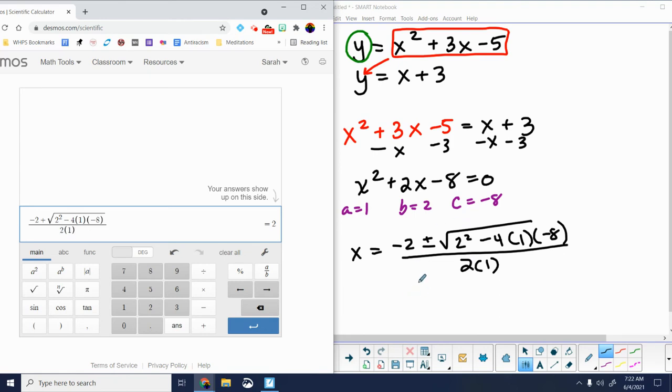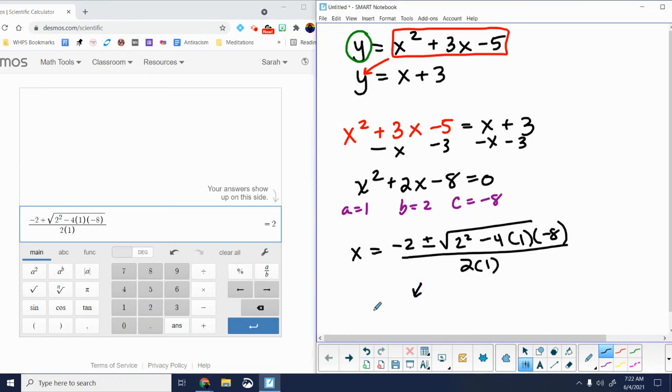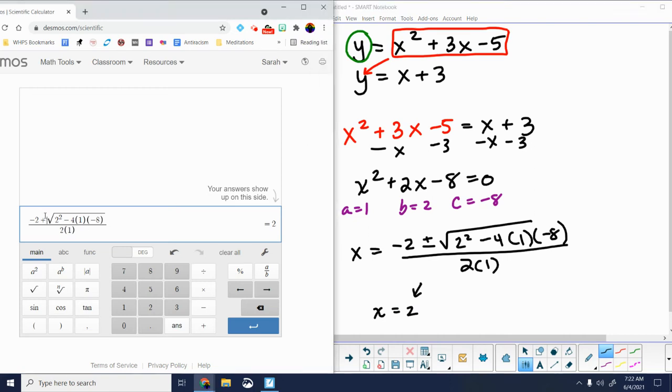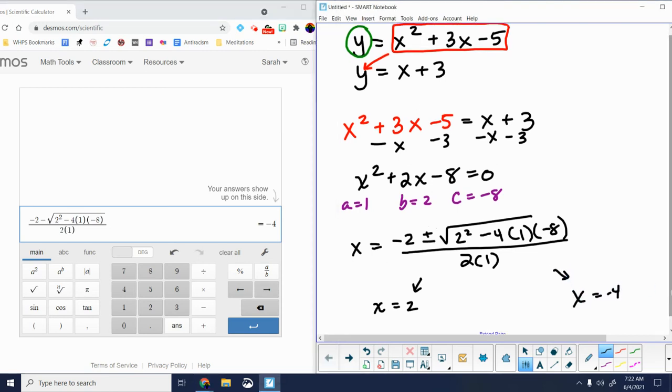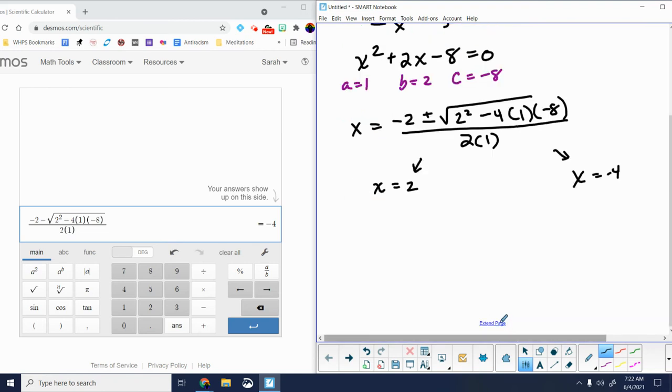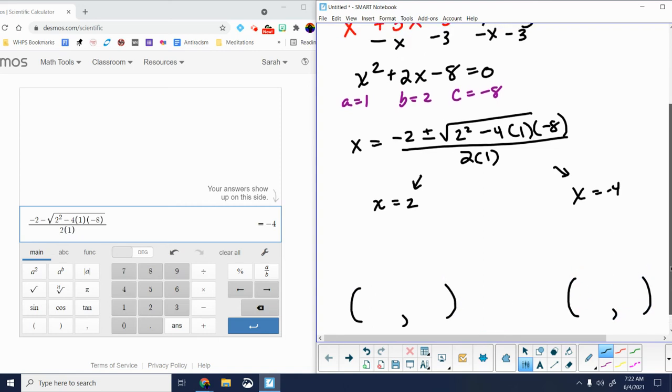So one of my answers that I get is that the x value is 2. And then the second answer I get when I change this to minus is x equals negative 4. And then we're not quite done though, because we know when we solve systems, we really need to have a coordinate pair, a point that they cross at.